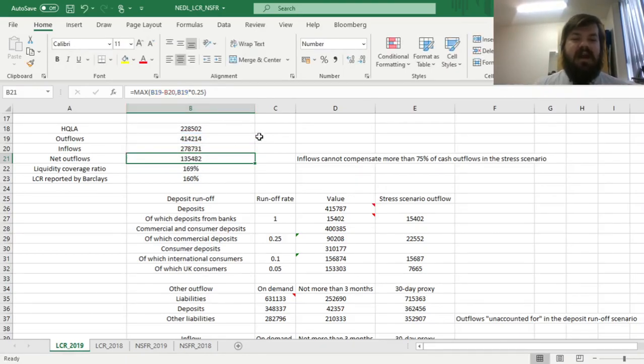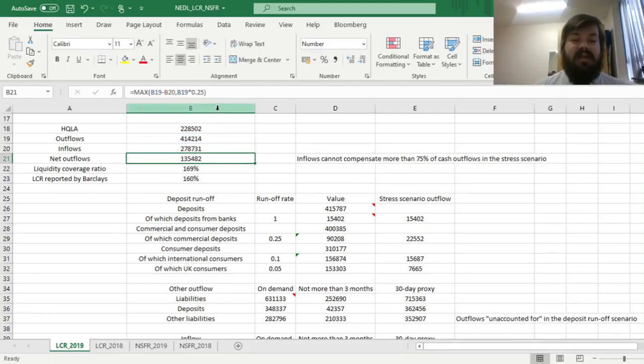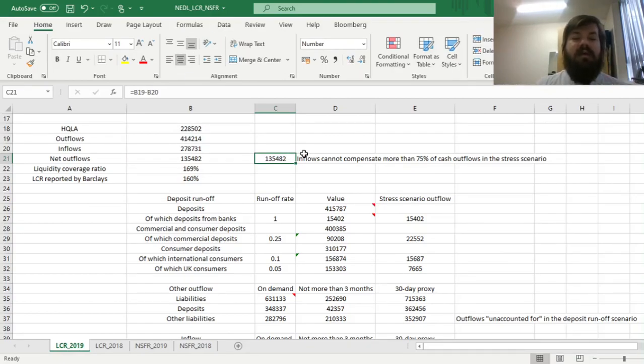And here we get 135 billion pounds in expected net inflows under the stress scenario. We can see here that this buffer, this restriction of 75% is actually not fulfilled, because just the difference of outflows and inflows is equal to 135 billion pounds. And here it means that Barclays accounts for the fact that it cannot really just inflate the inflows to make it seem that their liquidity is good. They have to make sure that their stock of HQLA, their liquidity pool, is large enough.